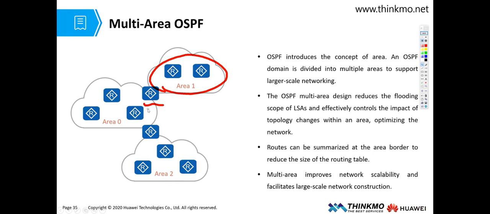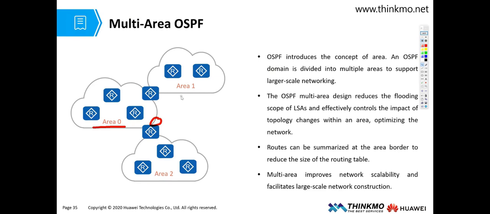Additionally, multi-area can improve our network scalability. If I am the headquarters, I can have area 0. What about branch offices? They can be area 1, area 2, which facilitates large-scale network construction. Areas are divided into two types, backbone areas and non-backbone areas. So what is a backbone area? Area 0 is our backbone area, and all other areas apart from area 0 are referred to as non-backbone areas.